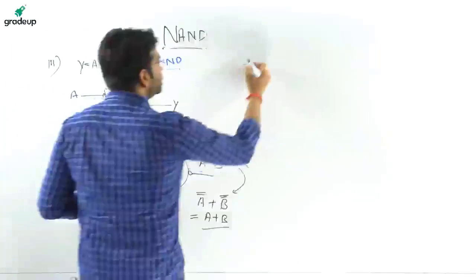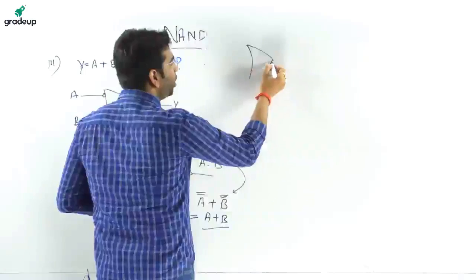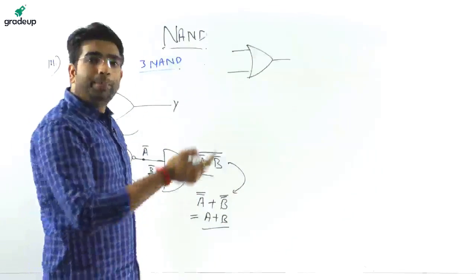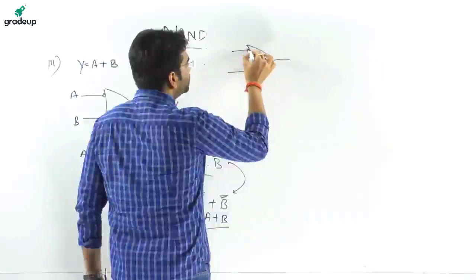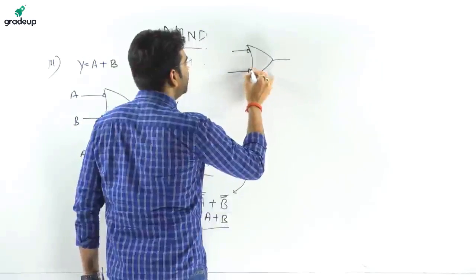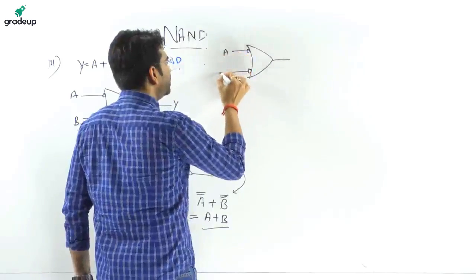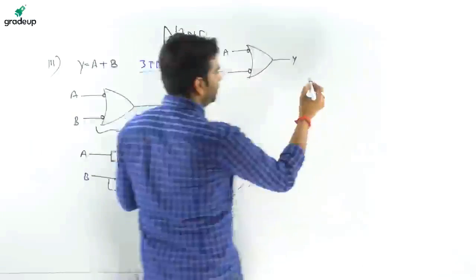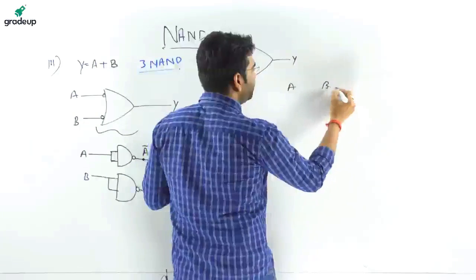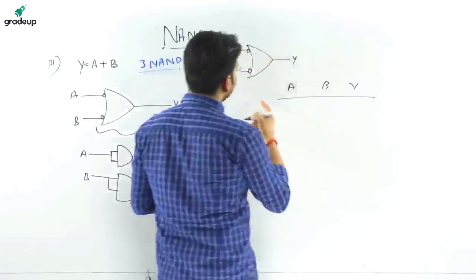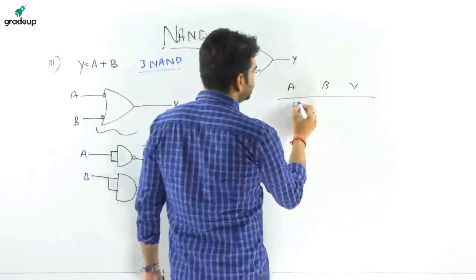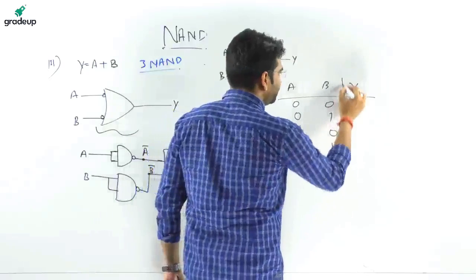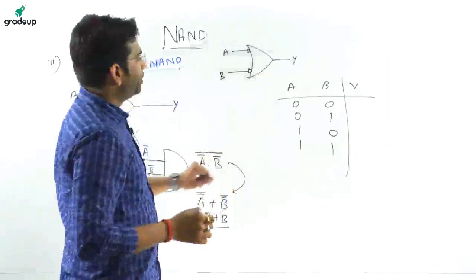Yes, so a bubbled OR gate. It is an OR gate, and bubbled OR means that the inputs are bubbled, A, B, and it is Y. Let us see the truth table of this function. It is A, B, and Y. We have applied 0 0, 0 1, 1 0, 1 1. What is the output Y?